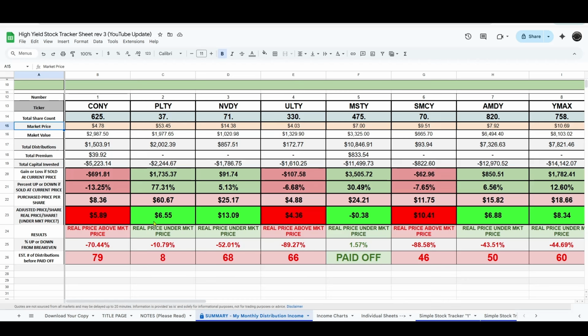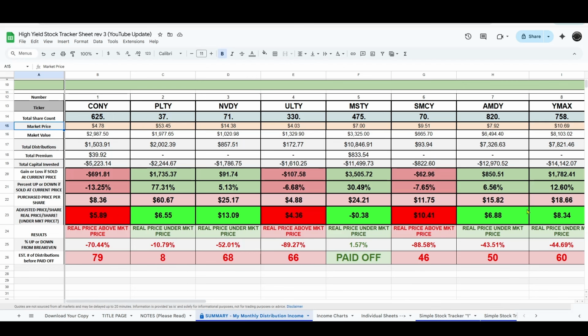So that is the reason why I do calculate that adjusted price per share, because that to me is my real price per share, and that helps me to know if buying those shares is going to be beneficial for me or not. And I want to have the best chance to stay ahead of any price decline. So I want to make sure I am calculating that real price per share on each one of these high yield ETFs that I own.